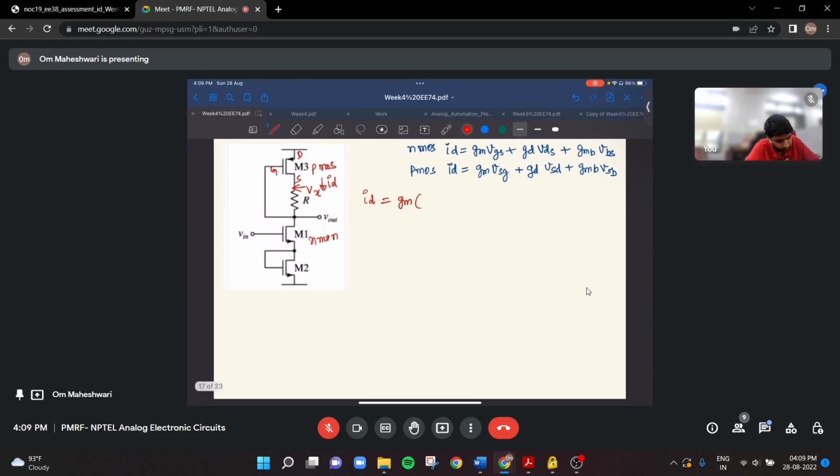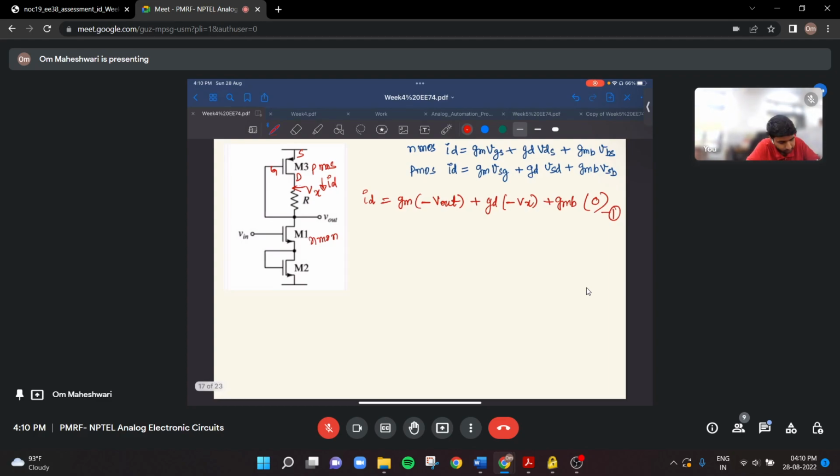Sorry, the PMOS source is above the source. Fine. So GM times (VX minus V out) plus GD times VSD, where VSD is minus VX, plus GMB times VSB. VSB is 0. This is our first equation.